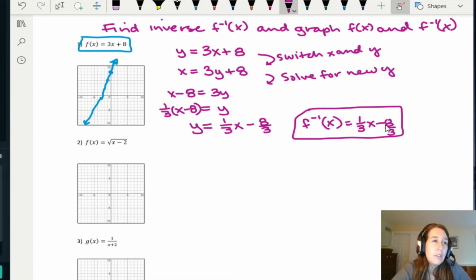Okay, now I'm going to also graph this inverse, which is 1/3 x minus 8/3. So 8/3 is like negative 2 2/3, right? So somewhere around here. And then my slope is 1/3 this time. So that's up 1 over 3. So up 1, 2, 3. Okay, and then let's go back, down 1, back 3, down 1, back 3.